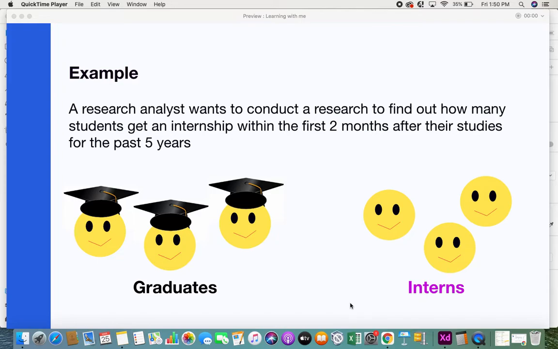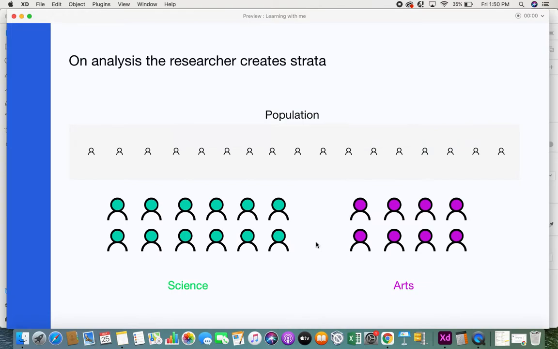As you see, there are graduates over here, and you need to understand how many get internships in the first 2 months after their graduation. So on analysis, the researcher creates a strata.